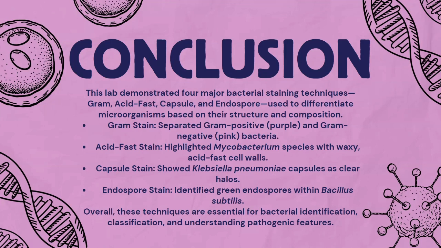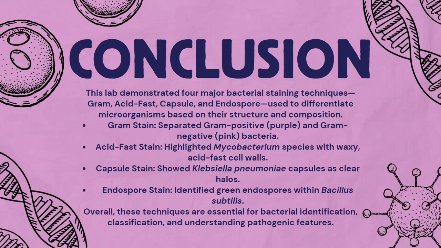Okay. In conclusion, the lab demonstrated 4 bacterial staining techniques: gram staining, acid-fast staining, capsule staining, and endospore staining. These were used to differentiate microorganisms based on structure and composition. Gram staining separated gram-positive and gram-negative bacteria from each other. Gram-positive would appear as purple, and gram-negative would appear as pink. Acid-fast staining, highlighted by Mycobacterium species, would show a positive as a pink color because of the waxy acid-fast cell wall, and the negative as a purple or blue color.